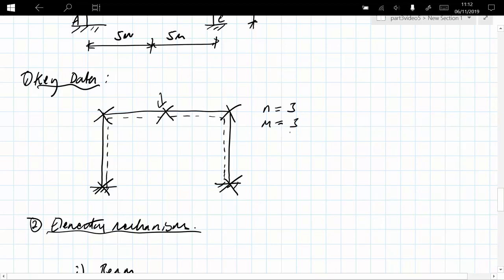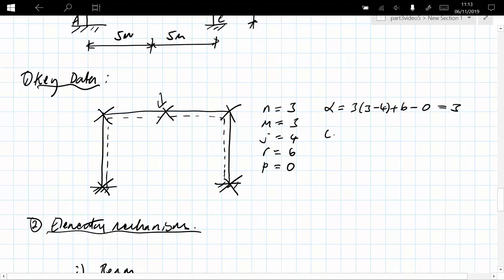We have 3 members, 4 joints, 6 reactions, because this is a fixed-based portal frame, and we have 0 pins. As a result, alpha is equal to 3 times 3 minus 4 plus 6 minus 0, which is equal to 3.